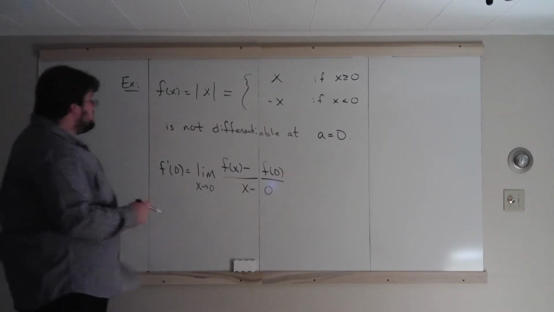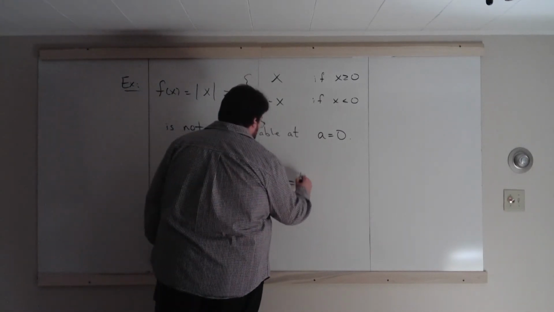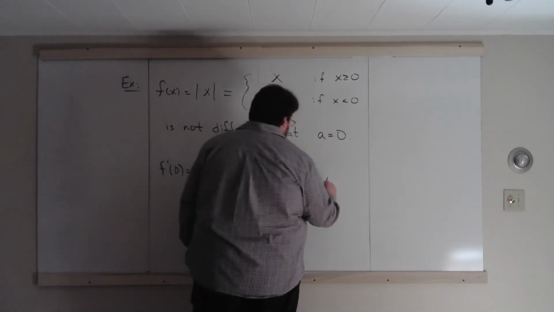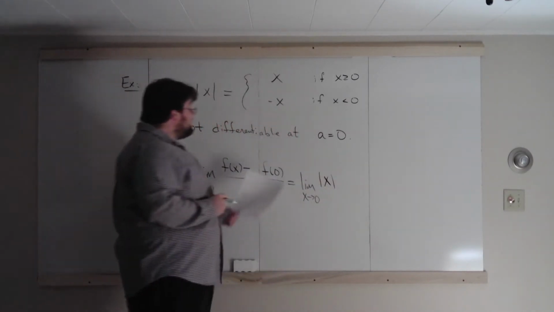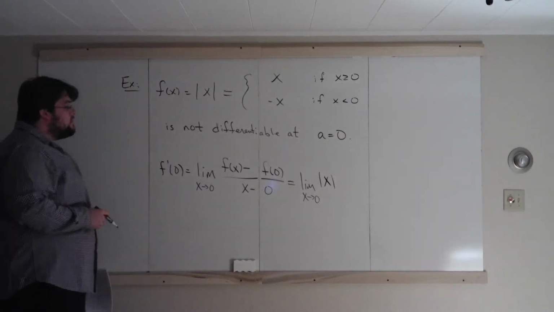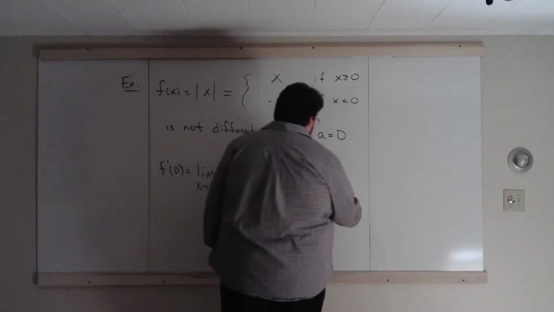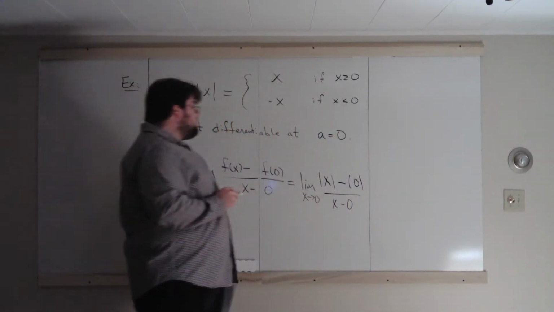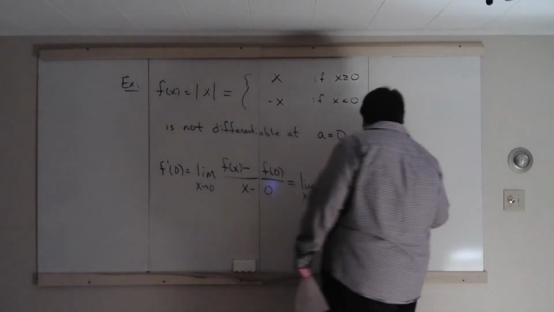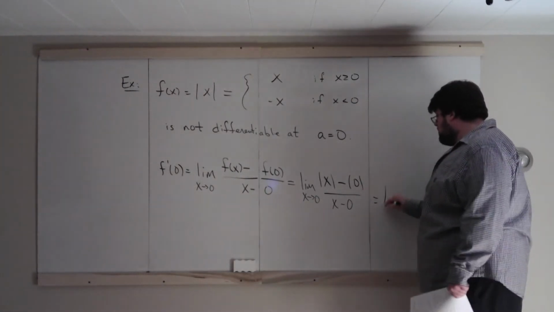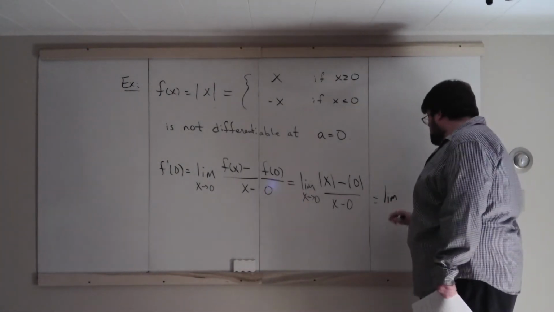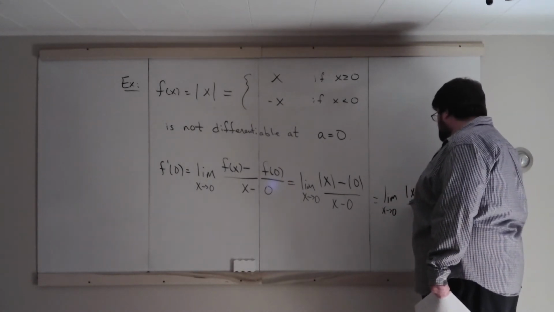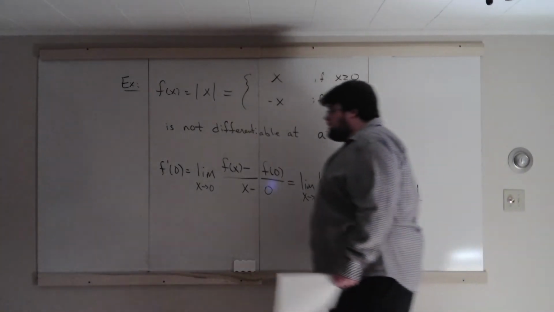And now, well, what is this? Well, f of x is the absolute value of x. Haven't taken a limit yet. So we have absolute value of x minus f of 0. Well, the absolute value of 0 is 0. I guess I'll write that out. Over x minus 0. And what does this simplify to? Well, the absolute value of 0 is 0 from the first part of that. So this is the limit as x approaches 0 of absolute value of x over x.